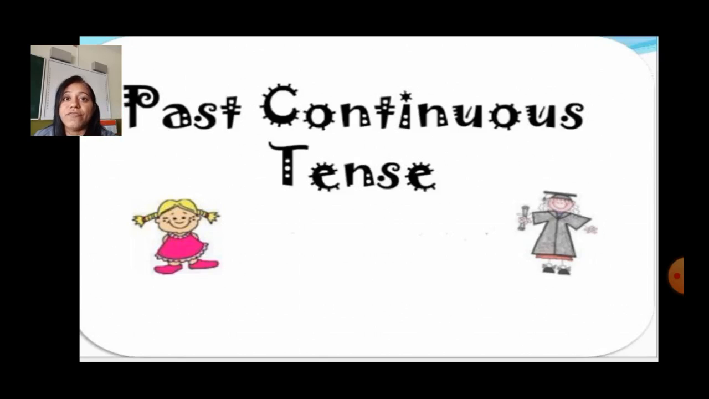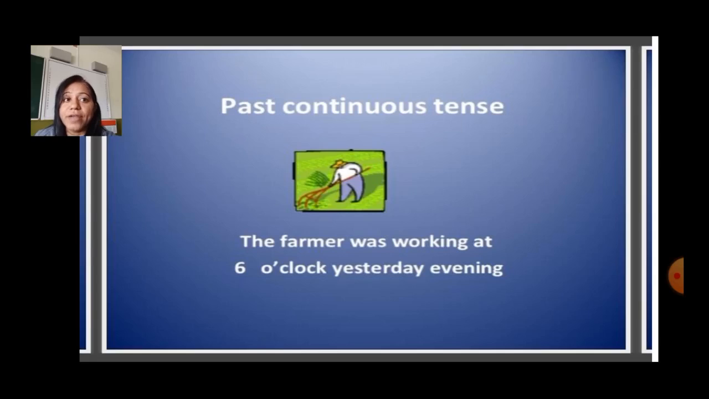Now let's see one example. The farmer was working at 6 o'clock yesterday evening. Okay, now we are talking about yesterday, and then also we can say that this action is in past continuous tense. Why? Because we are talking about yesterday, but at that time this action was going on. This action was continuing. So we can say that it is past continuous tense.